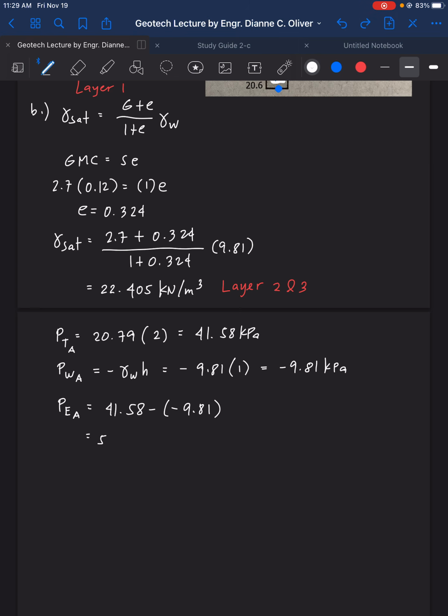So P effective at point A now is equal to 51.39 kilopascal. So P effective at point A.